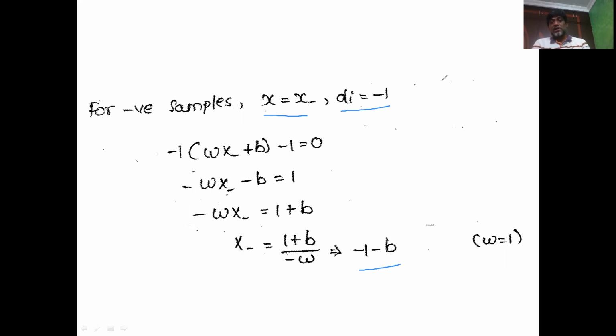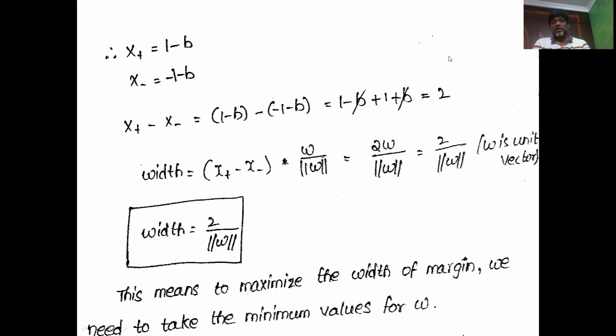So the formula for x minus is minus 1 minus b. Once we have the values of x plus and x minus, we are ready to calculate x plus minus x minus. We got x plus as 1 minus b and x minus as minus 1 minus b. If you subtract, you get 1 minus b minus of minus 1 minus b, which is, multiplying the minus into the minus 1 minus b, 1 plus b. So b and b get cancelled because one is negative and the other is positive, and the value you get is 2. So x plus minus x minus is calculated as 2.